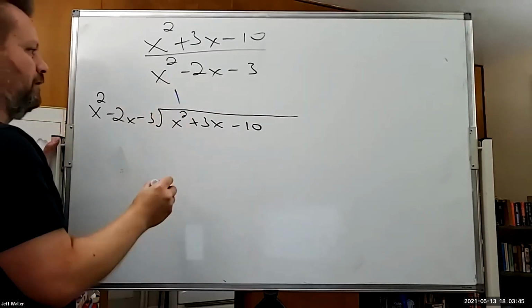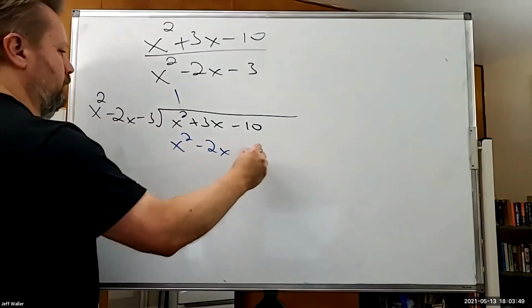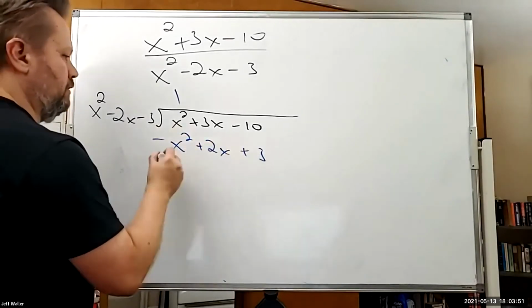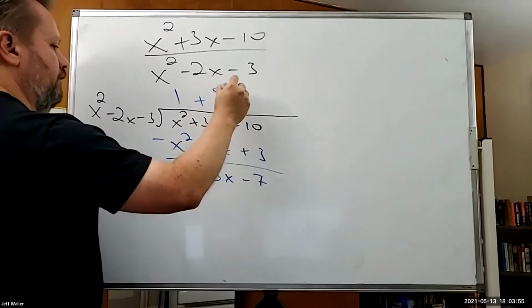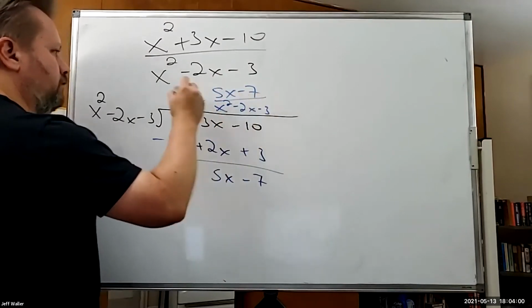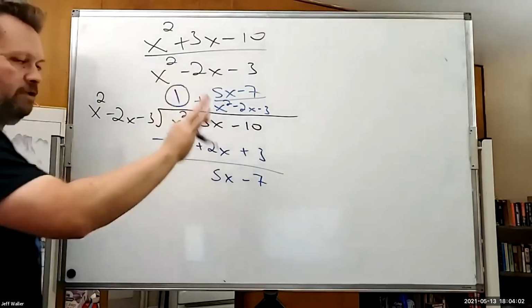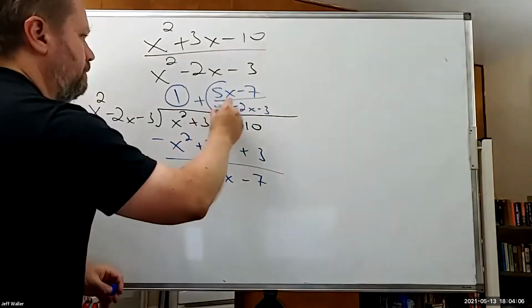So this is 1. So x squared minus 2x minus 3. Change the signs. 5x minus 7. So this is 5x minus 7 over x squared minus 2x minus 3. So see how I've already got a piece of it figured out? And then I've got to figure this part out.